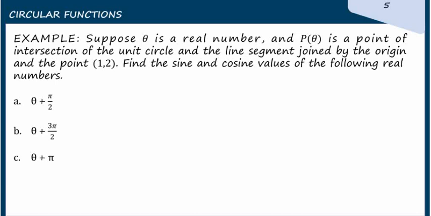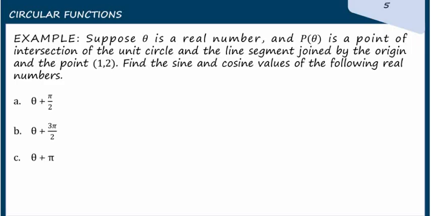Okay, so let's continue on the part where I stopped, no? So for part 3, this is actually part 3 ng ating circular functions. What we are trying to do is, suppose theta is a real number and P of theta is a point of intersection of the unit circle and the line segment joined by the origin and the point (1, 2). Find the sine and cosine values of the following real numbers: theta plus pi over 2, theta plus 3 pi over 2, and theta plus pi.